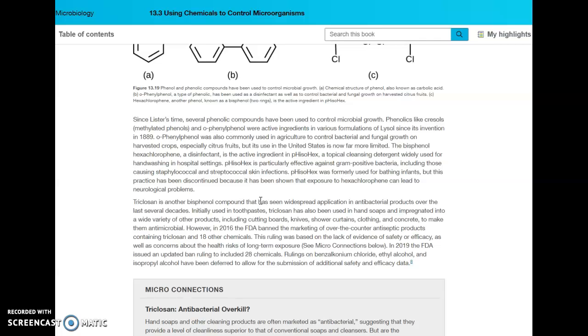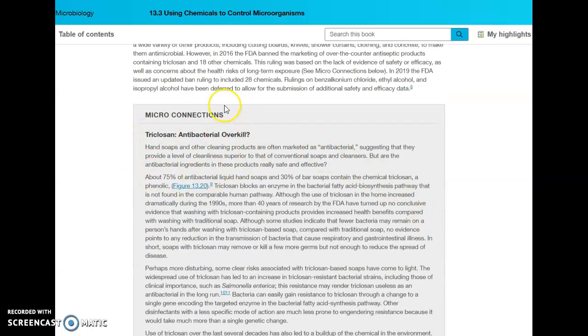O-phenylphenol has been an ingredient in Lysol that we use, Lysol wipes, Lysol spray. So that is a form of a phenolic. Hexachlorophene, or what we call hexadine, okay, or chlorhexidine, can be used on the skin. Triclosan was another phenolic. Of course, now that's pretty much been banned because we have a lot of strains of bacteria that are resistant to triclosan. And this little micro connections here talks about that.